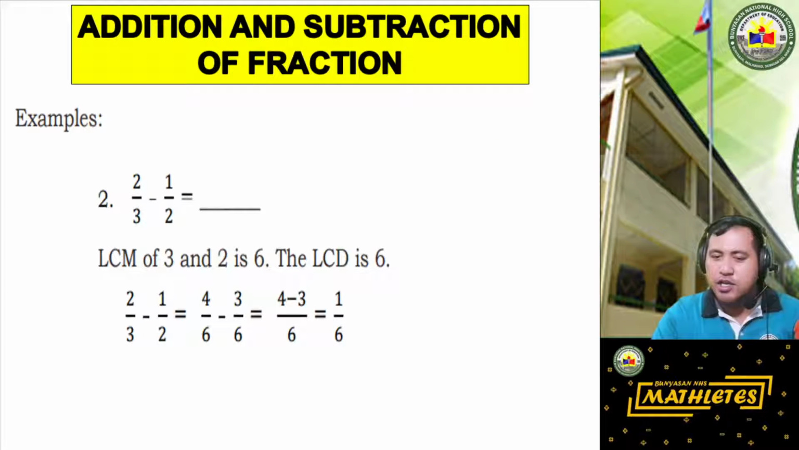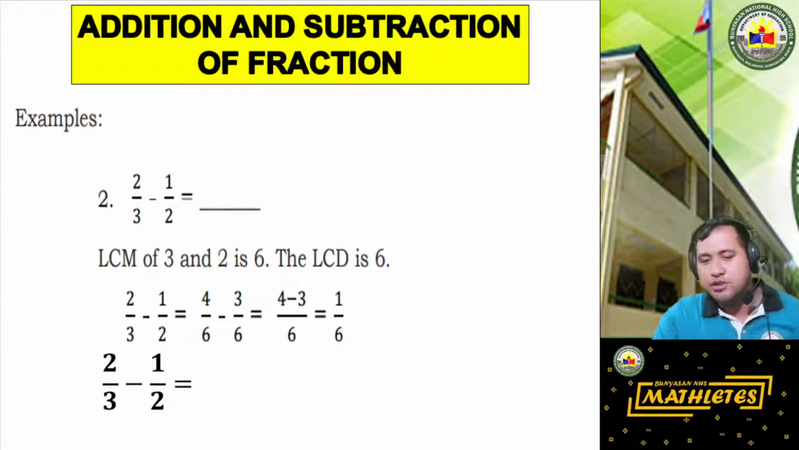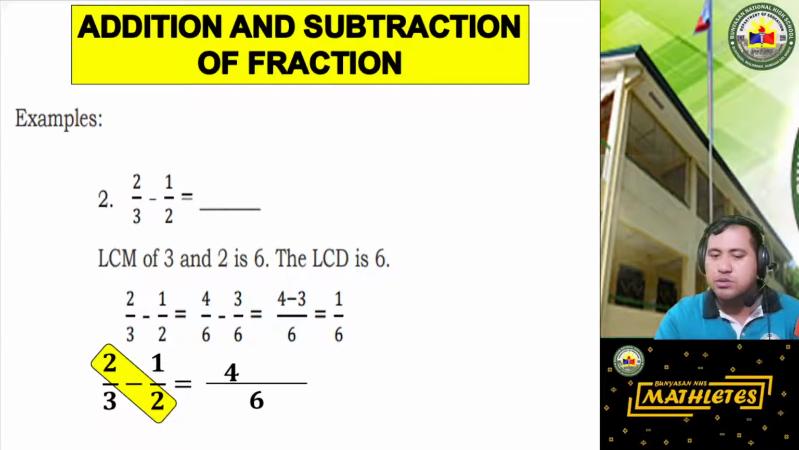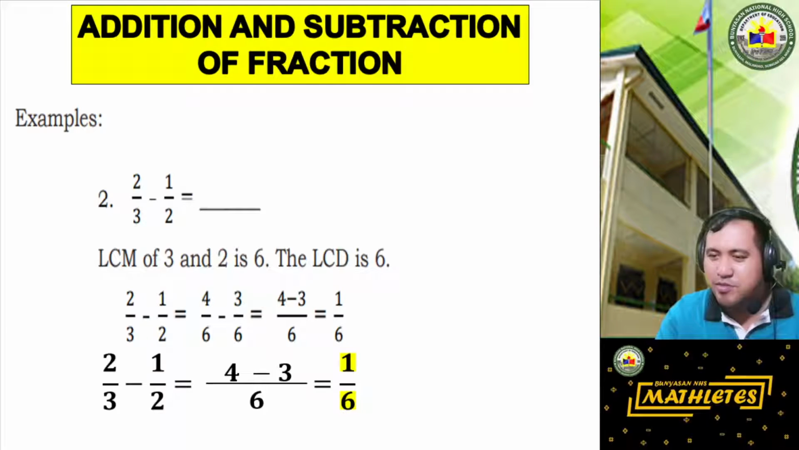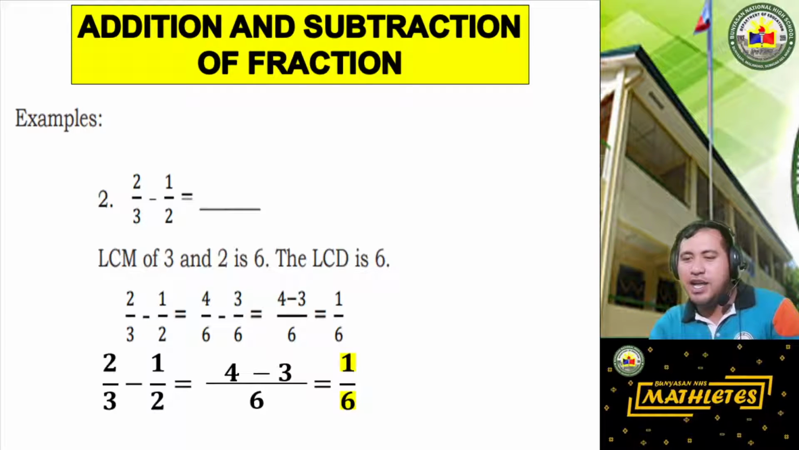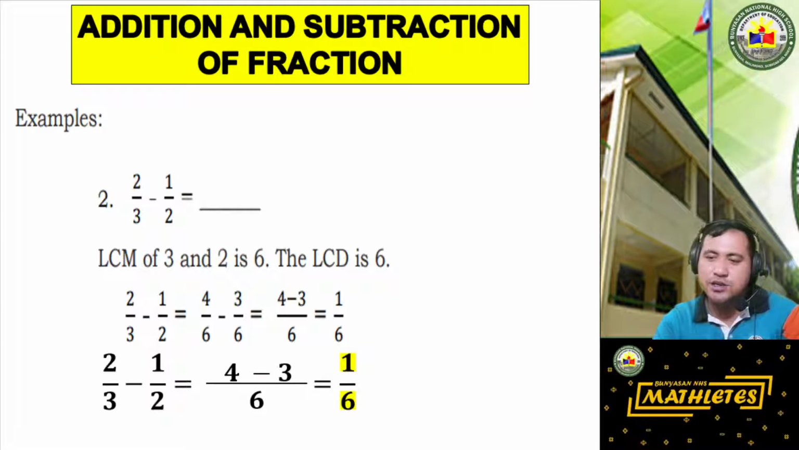So, shortcut tayo. So ito yung problem, 2 over 3 minus 1 half is equal to multiply 3 and 2, that is 6, then cross multiply 2 times 2 is 4. Copy the sign or copy the operation, which is minus, then cross multiply again. We have 3 times 1 is 3. So that is 4 minus 3 is 1 over 6. Okay, same result. Pero mas madali. Kayo nang bahala kung ano ang gagamitin. As long as you derive the correct answer.